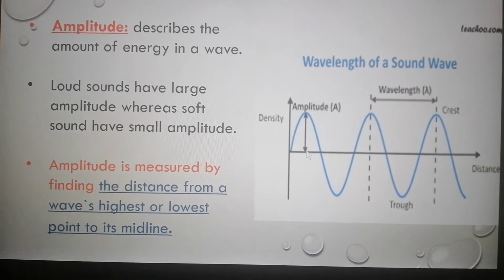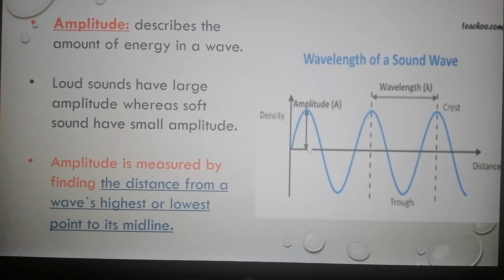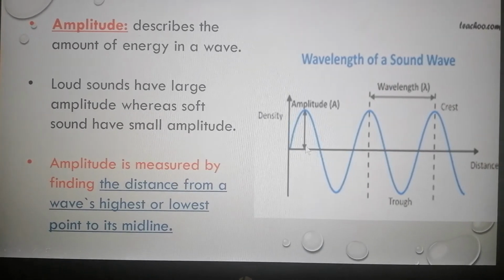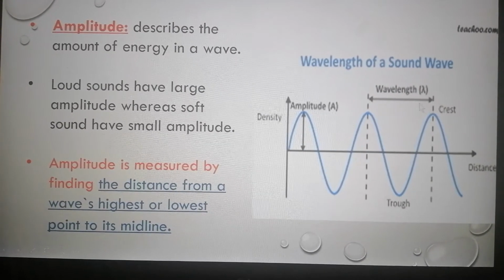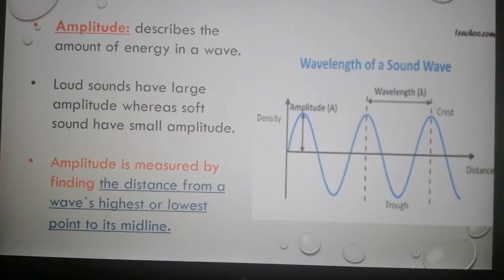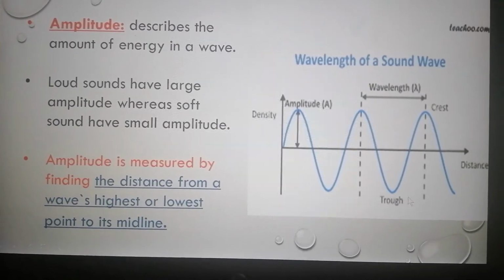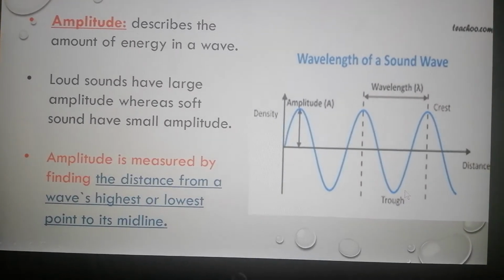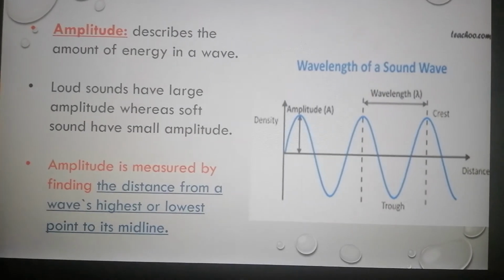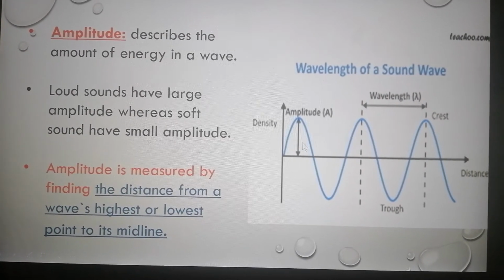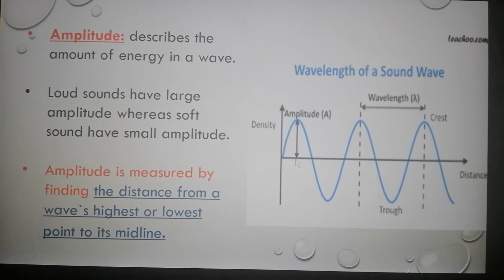How can we measure amplitude? The distance between the highest point or the crest and the midline. So what is the wavelength? The wavelength is the distance between two crests. What is the crest? It is the highest point in the sound wave. Or the wavelength is the distance between two troughs. What is the trough? It is the lowest point in the wave or the sound wave. What is the amplitude? It is the distance between the highest point and the midline.